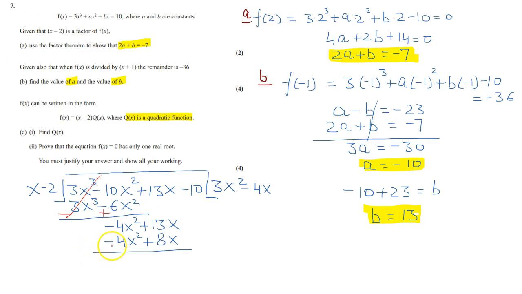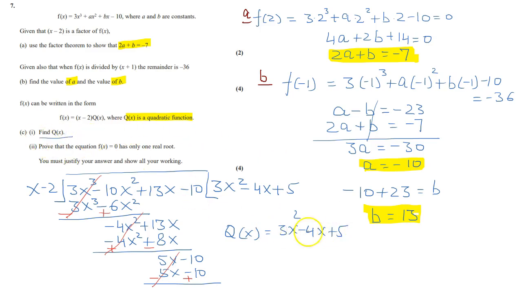This is the same sign, so we change the sign, so we make it plus and this minus, cancel. So 13 minus 8, that is 5x, plus 5x minus 10, so we multiply it by 5, so it will be 5x minus 10. We have same sign, so we change the sign. 5x minus 5x, minus 10 plus 10. So we can say that q(x) is equal to 3x squared minus 4x plus 5. Find q(x), so this is q(x).